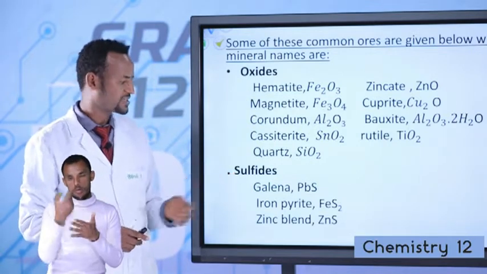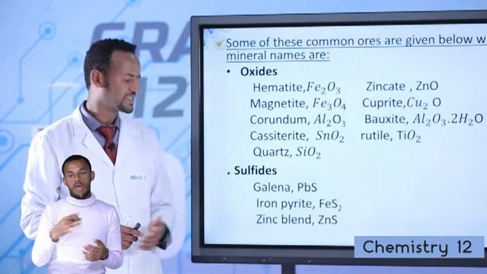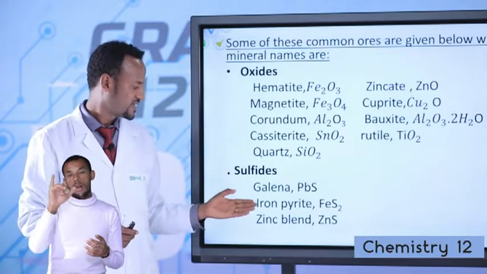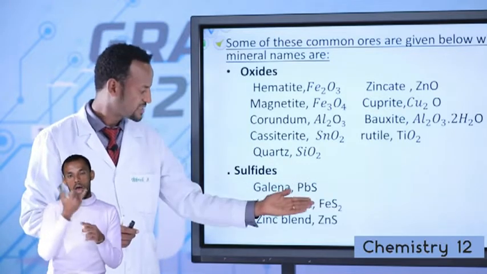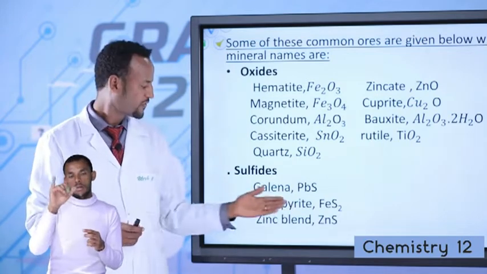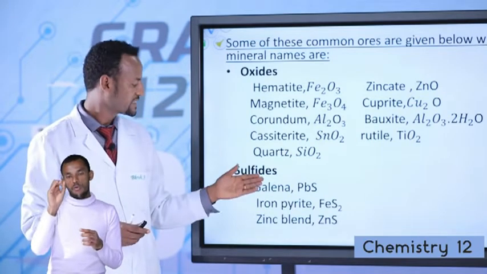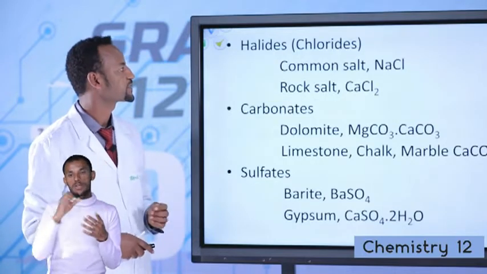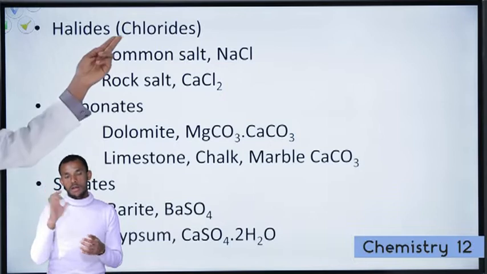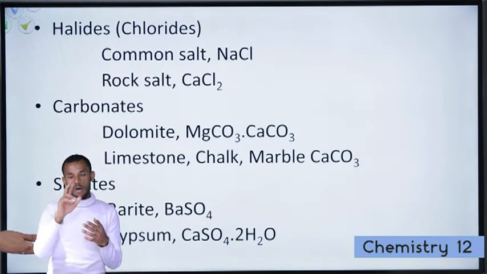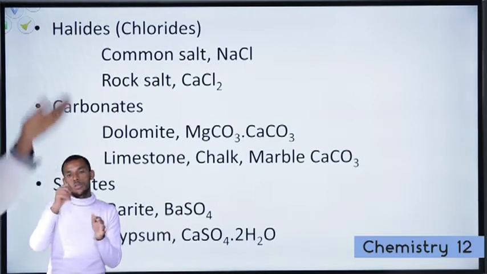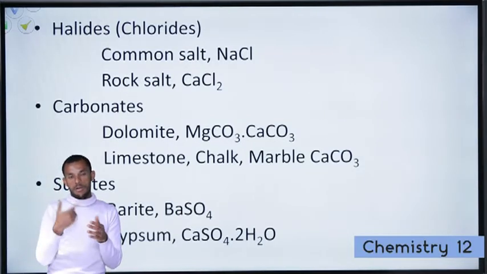In the form of sulfides, like lead sulfide, galena. By the way, galena is the main ore of lead. Iron pyrite contains sulfide. Zinc blende, the ore of zinc, exists in the form of sulfides. Halides, you know, halogens, in the forms of chloride: common salt, sodium chloride, rock salt, calcium chloride exist as halides because of their reactivity.